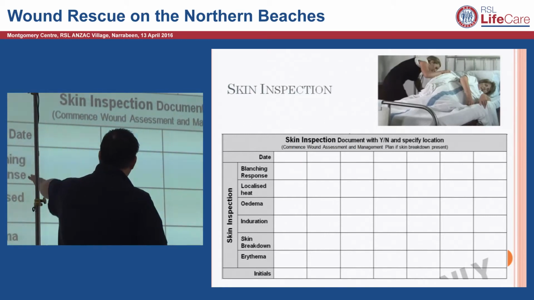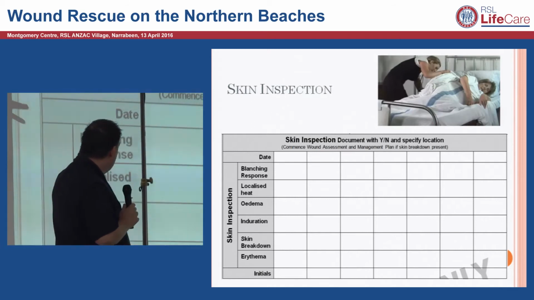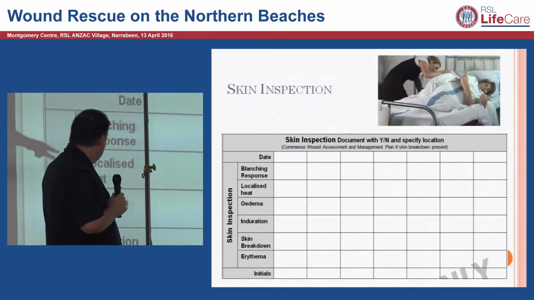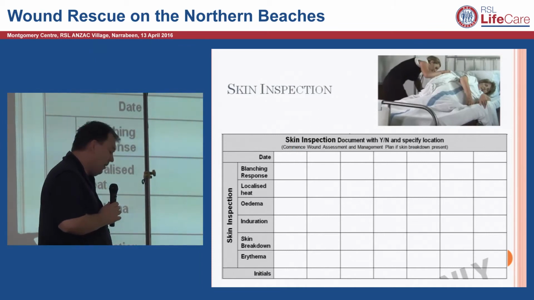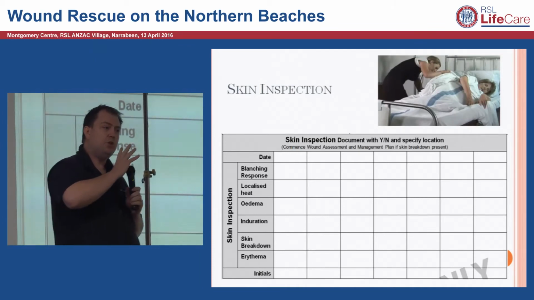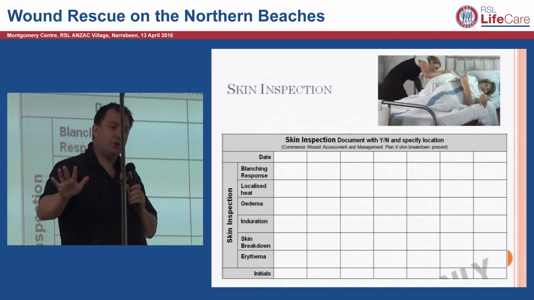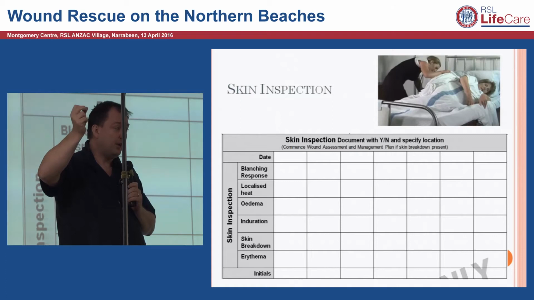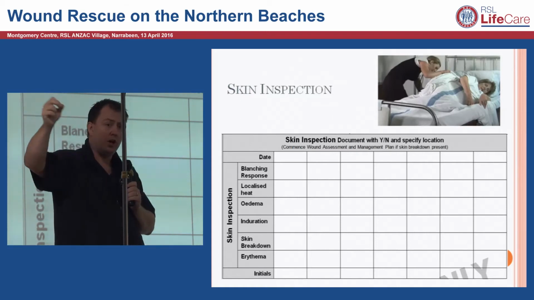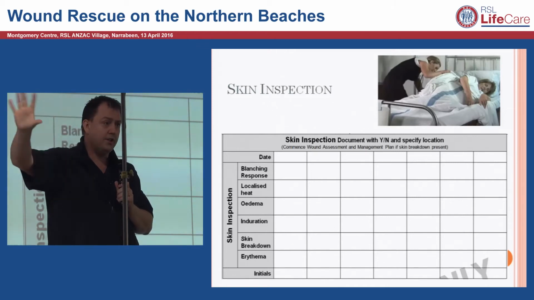So what we do here is their blanching response. This is to all the areas on the body. Yes or no? Localised heat, yes or no? Edema, yes or no? Induration, yes or no? Skin breakdown, yes or no? Erythema, yes or no? Then we use this like an OBS chart. If there is no problem here, no further documentation is required. If there is a problem, then you go on to the clinical notes and you write, there is no blanching on the right heel. There is edema associated with this, and you write in the clinical notes.